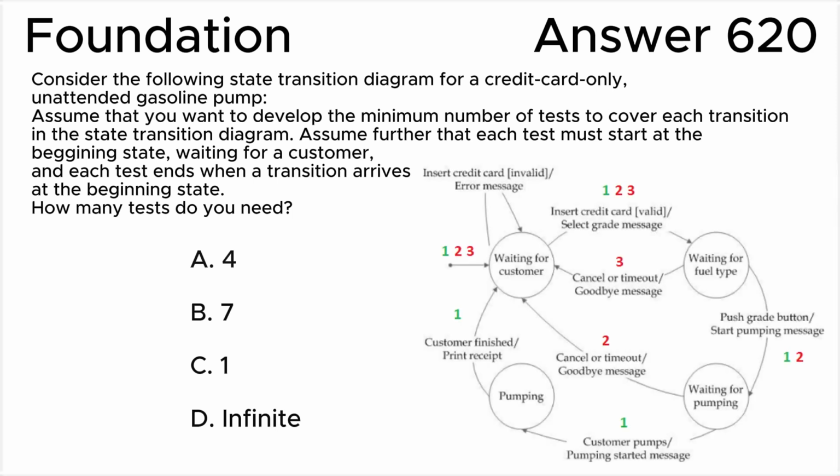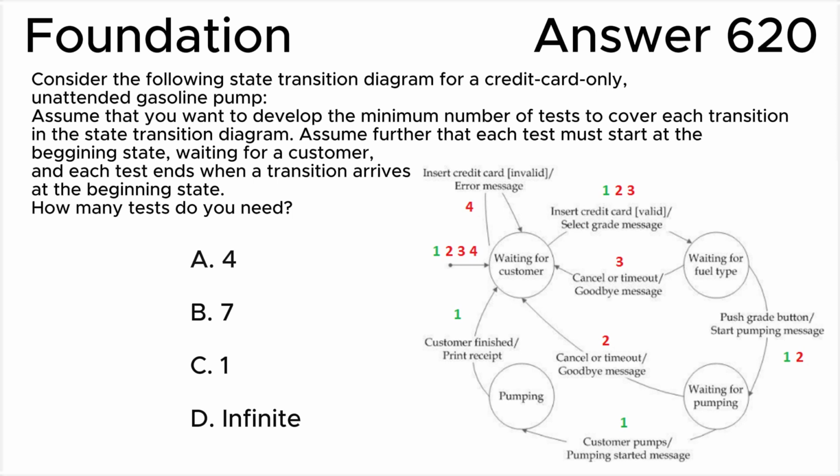The next test cancels or times out from waiting for fuel type: Start, waiting for customer, waiting for fuel type, waiting for customer. And the last test, the insertion of an invalid credit card: Start, waiting for customer, waiting for customer.